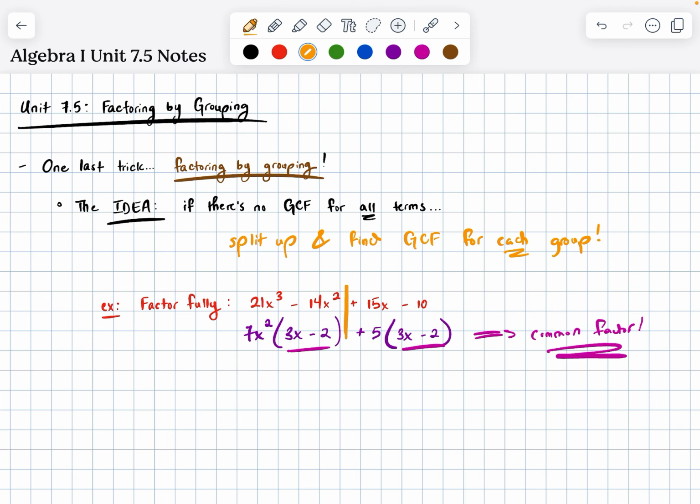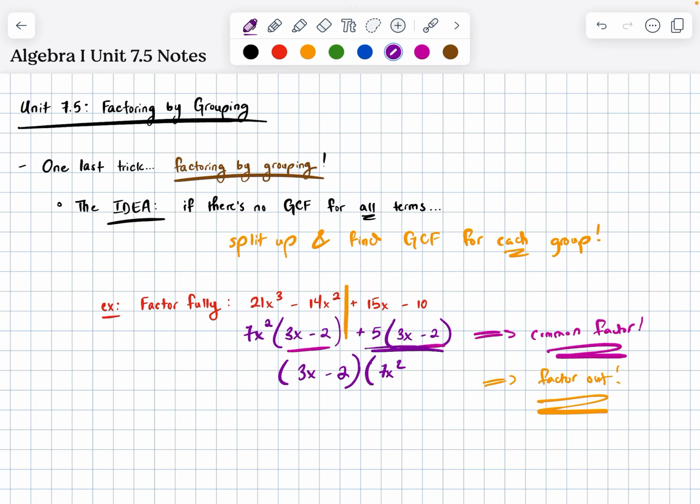And what do I know that I can do with common factors? Well, I can use the distributive property to reverse it and factor that common factor out. So I can take this 3x minus 2, and I'm going to use the distributive property to take it away, factor it out from each of my first two terms. If I take the 3x minus 2 away from this first term, that leaves me with just 7x squared.